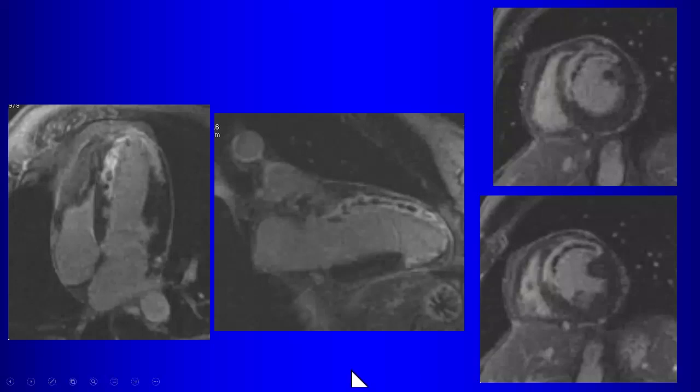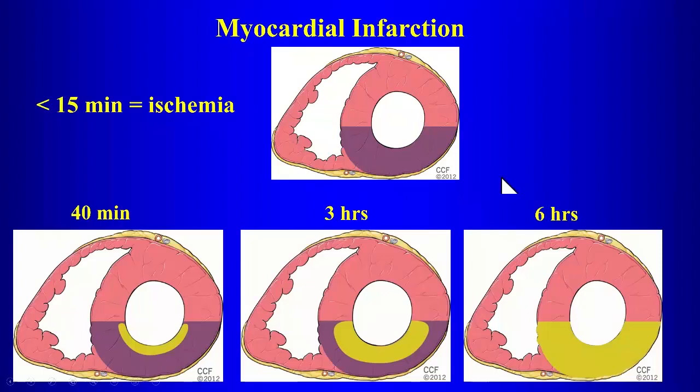LAD distribution. Acute. Why do you say acute infarct? You can see the microvascular occlusion, right? So this is an acute infarct in the distribution of the left anterior descending coronary artery. You can see these areas of microvascular obstruction, right? So that was an acute infarct.